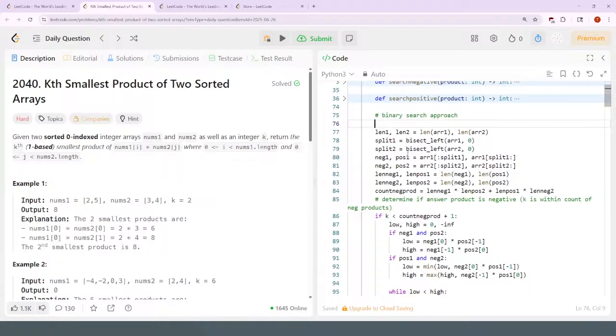Or if k is 1,000 and the product that you guessed was too big, like say the product you guessed had 5,000 products that were smaller than it, then you guess a smaller product, and then you keep on guessing until it's exactly right. That's the big overview.